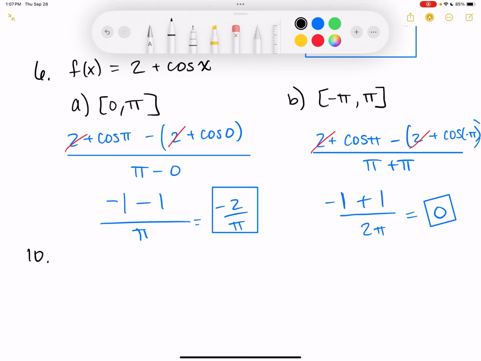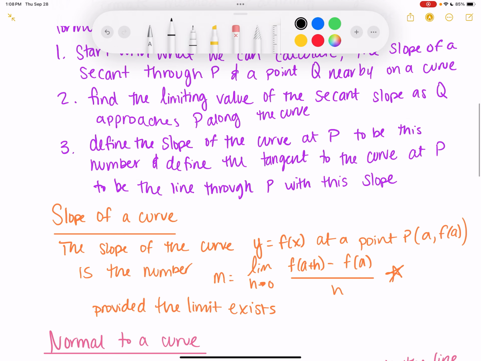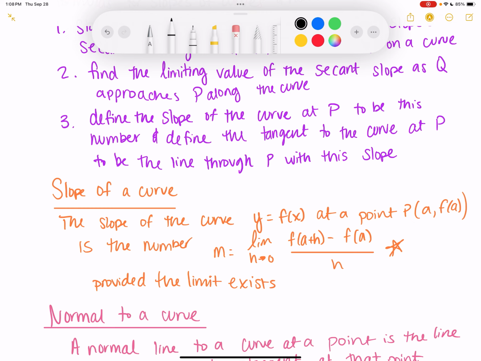All right, so number 10. Y is equal to x squared minus 4x at x is equal to 1. So I'm going to scroll back up. This limit as h approaches 0 of f of a plus h minus f of a over h. Okay, this is the formula you need to know. It's for the slope of the curve. So that's going to give us our tangent slope when it's all said and done.